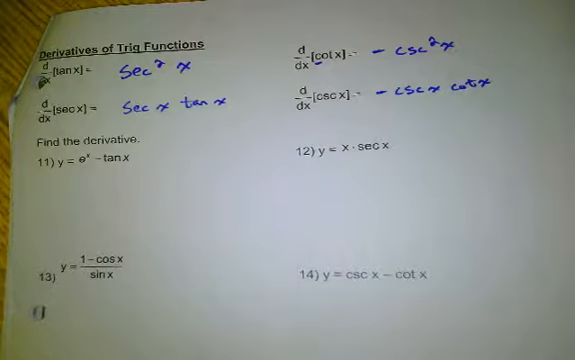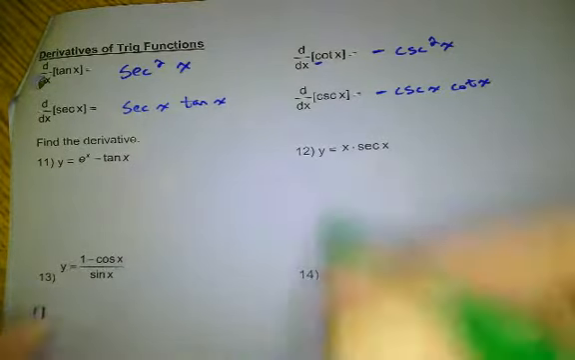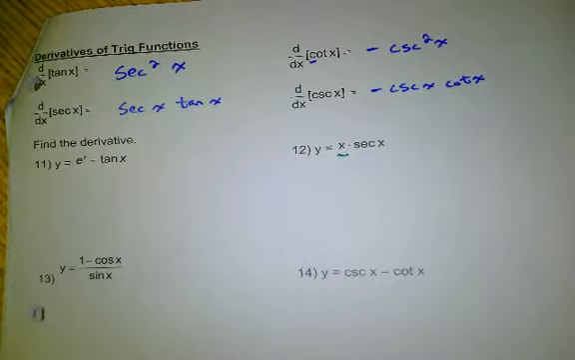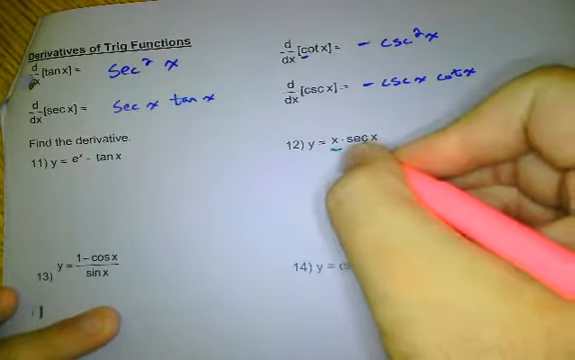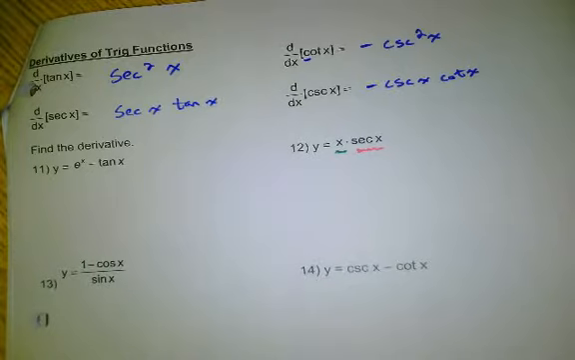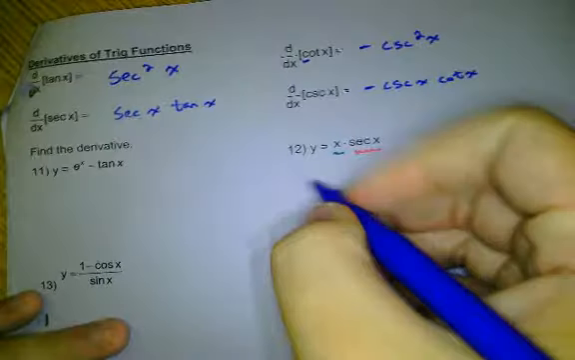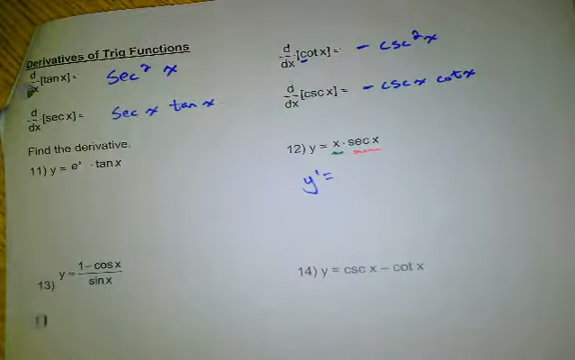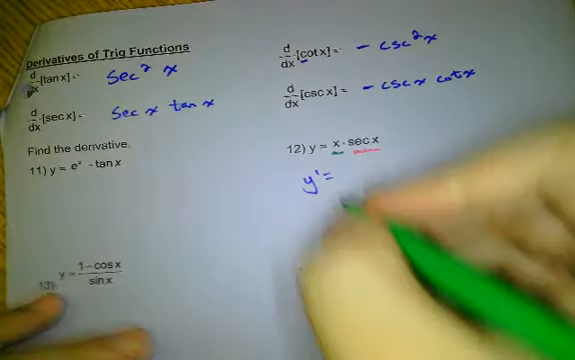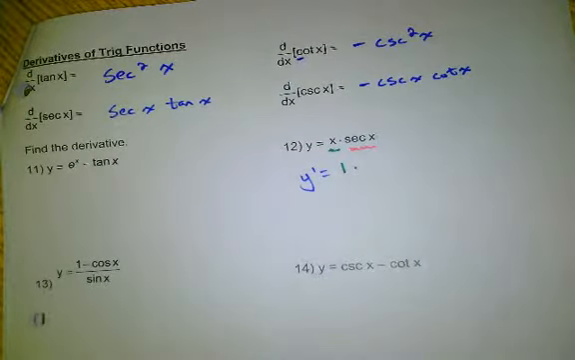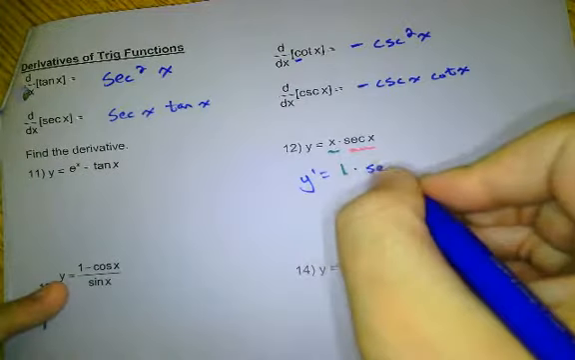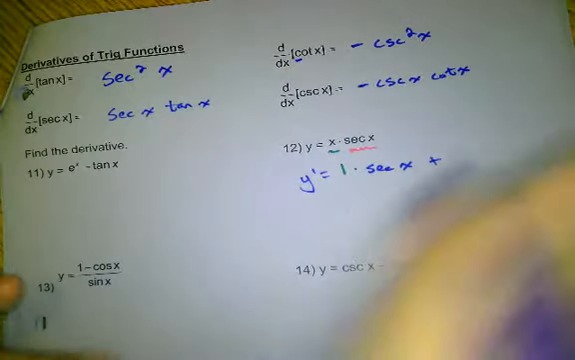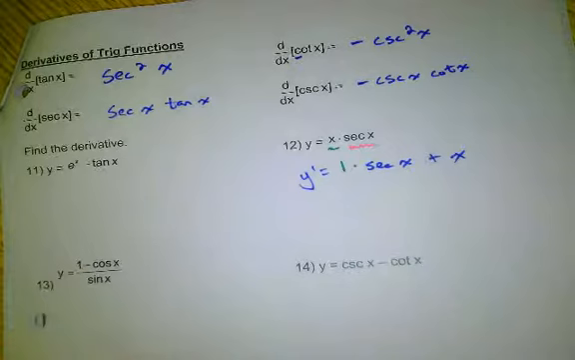Let's just do 12. So what are my two functions? I have x, and I kind of just did all of them. That was sneaky of me. All right. So when I do this, y prime is equal to, what's the derivative of the first? So 1 times, you leave the second alone, secant of x plus the second, which is x. What's the derivative of secant?